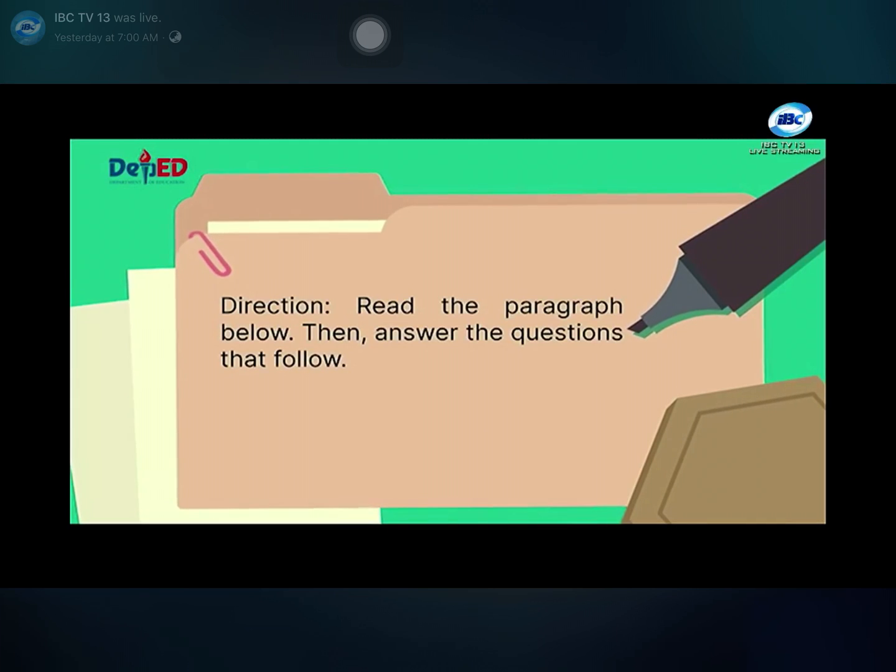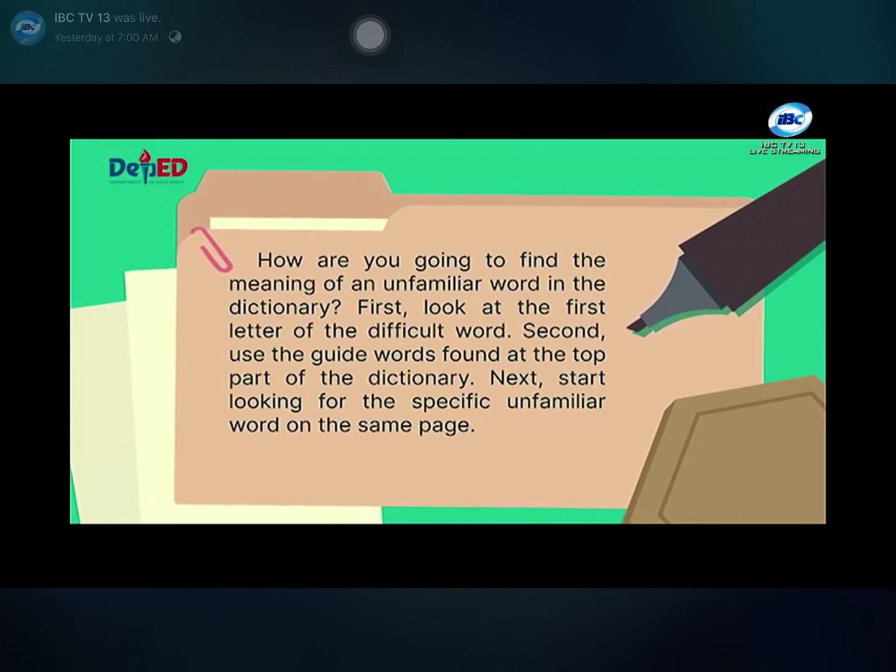Direction: read the paragraph below. Then, answer the questions that follow. How are you going to find the meaning of an unfamiliar word in the dictionary? First, look at the first letter of the difficult word.